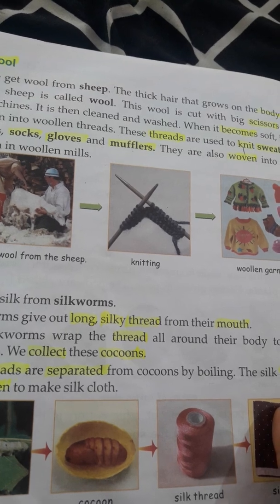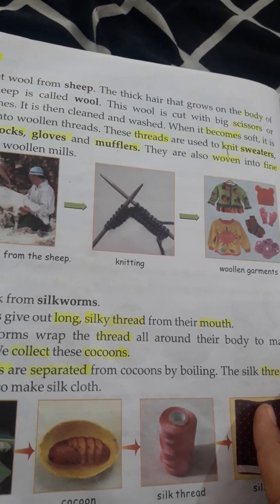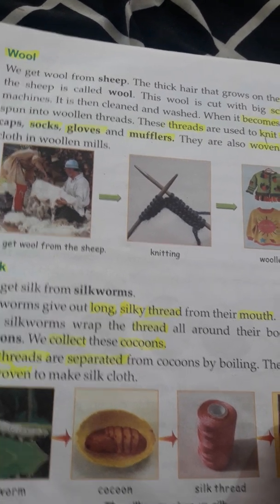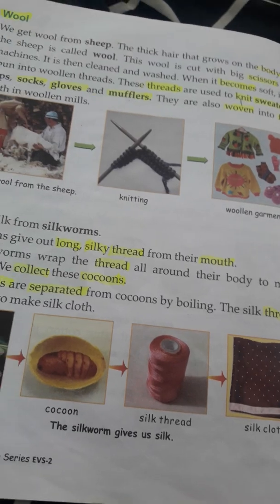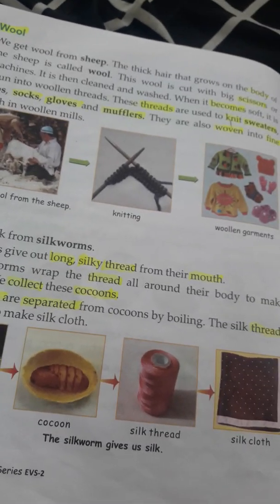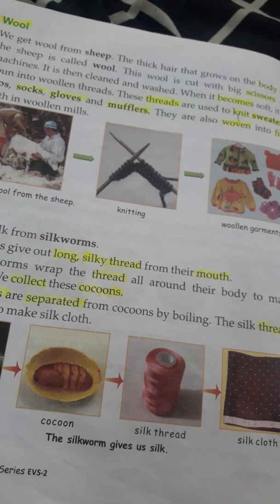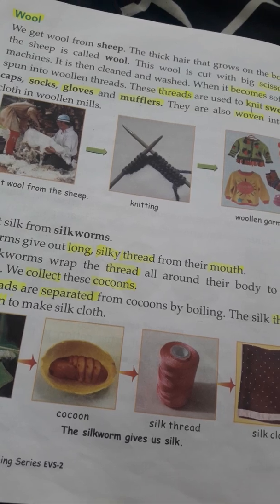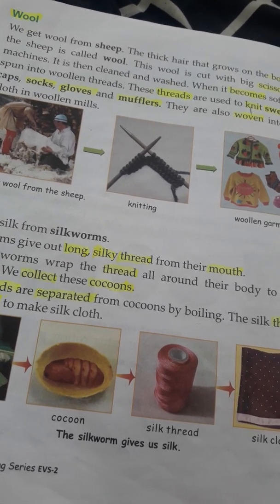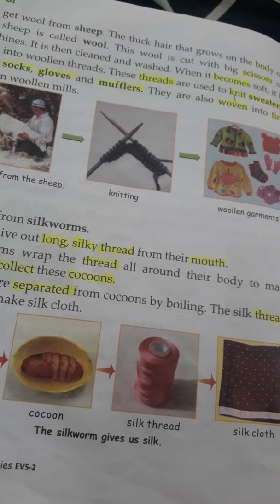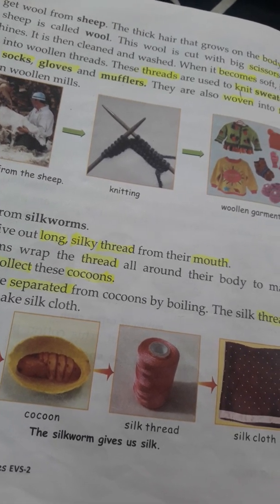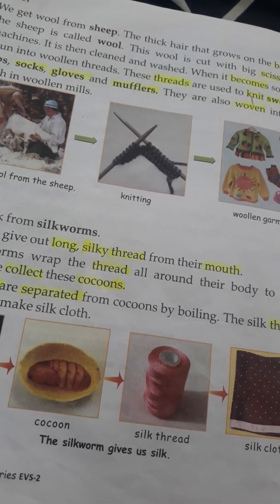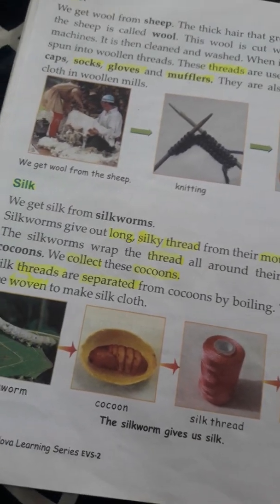Then this wool is cleaned and washed. When it becomes soft, it is spun into woolen threads. These threads are used to knit sweaters, caps, socks, gloves, and mufflers. They are also woven into fine cloth in woolen mills. So the sheep gives us wool, and from the wool, woolen threads are made. In short, we make woolen clothes.